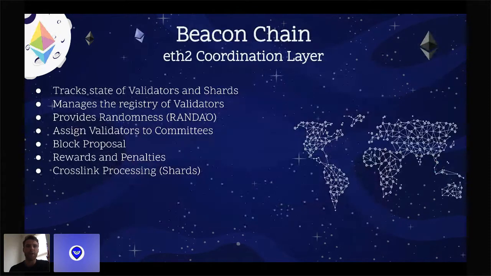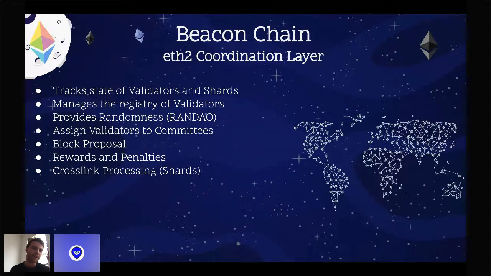So let's talk about the beacon chain a little bit, keep it high level, and talk about the things that happen inside of it and its purpose. It's been referred to as the coordination layer. It's been referred to as the spine chain. It's essentially where all the action takes place, all the most important tracking and state, and rewards and penalties, it all takes place inside of the beacon chain.